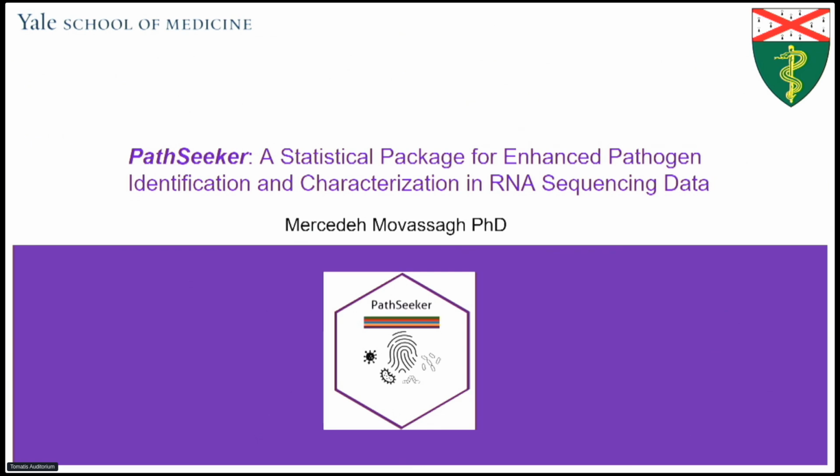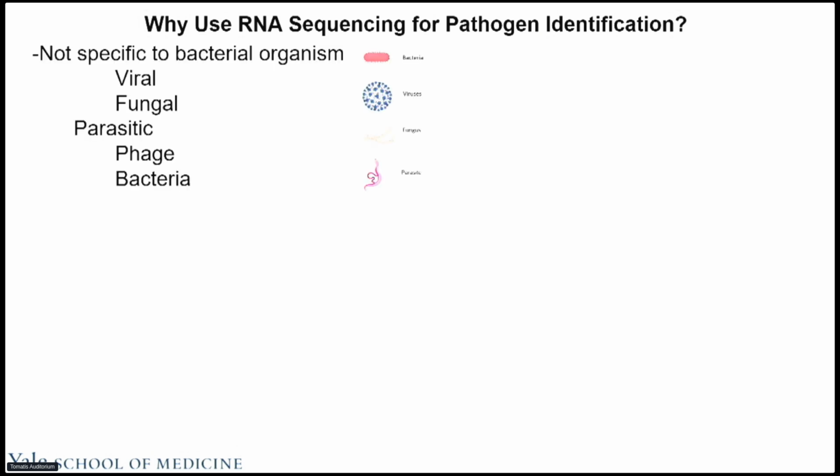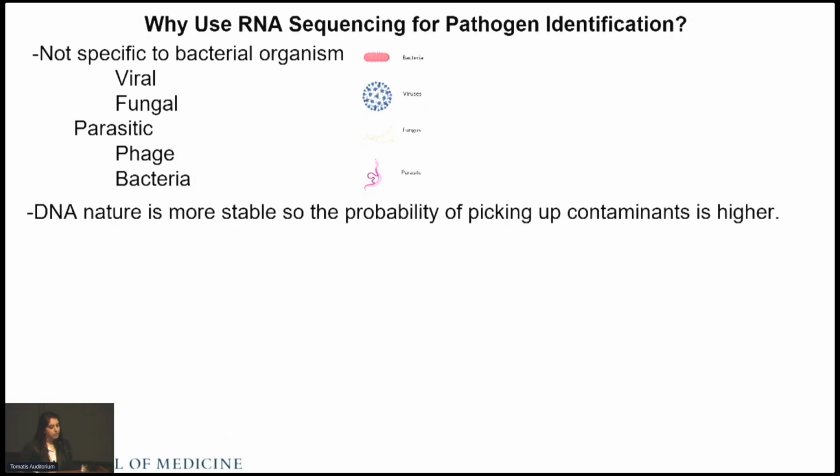Hi, everyone. I'm very excited to be here, and I'm going to discuss with you our new package, PathSeeker. First off, you might want to ask, why use RNA-seq for calling pathogens? Well, there are various reasons. You may not want to be limited to bacterial organisms. When you do RNA-seq analysis, you can identify pathogens that are of viral, fungal, parasitic, phage, or bacterial origins.